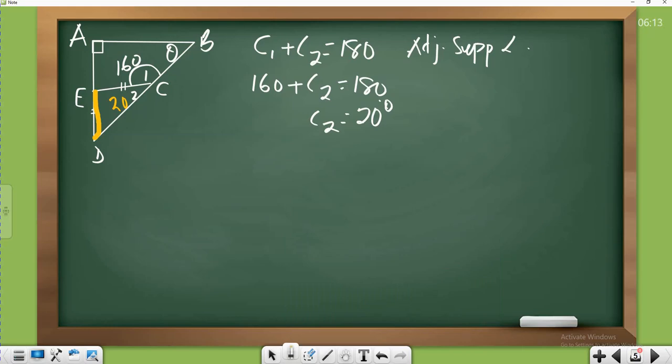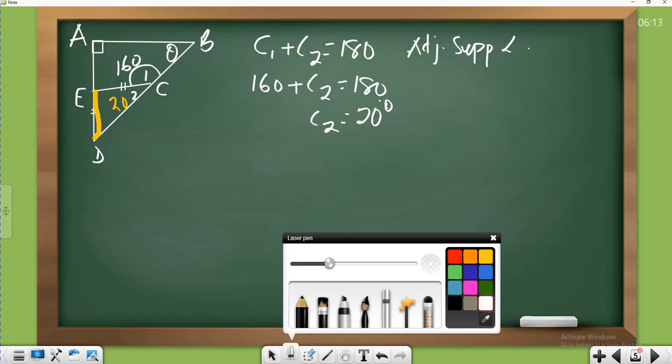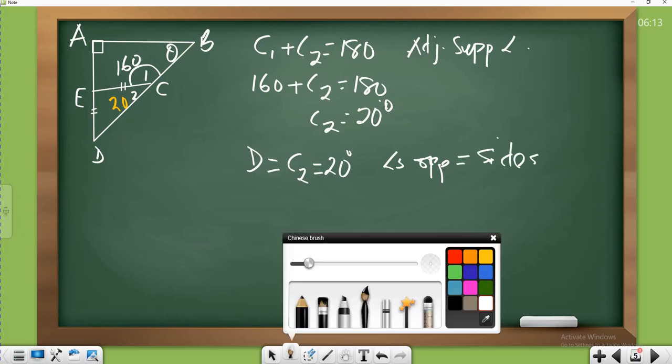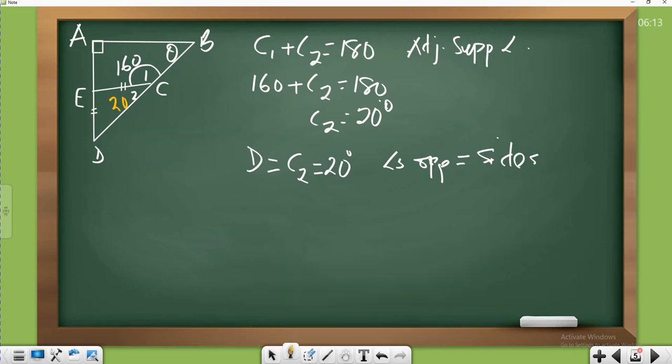Oh, you know what it means? It means now that my angle D is equal to angle C2, which is equal to 20 degrees. Angles opposite equal sides. Now that I have my 20 degrees here, let's write the 20. Again, it's an angle that we're not given, but we have been able to find.